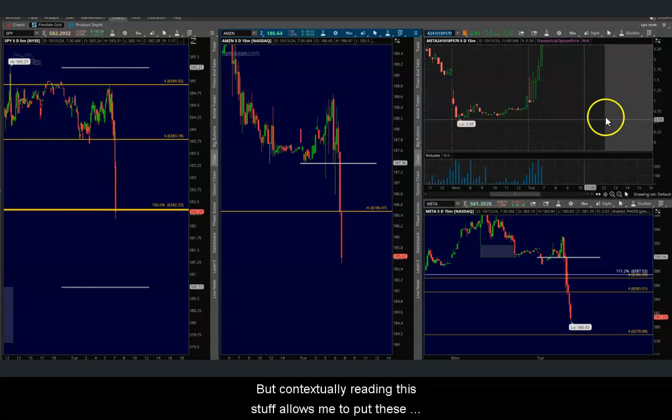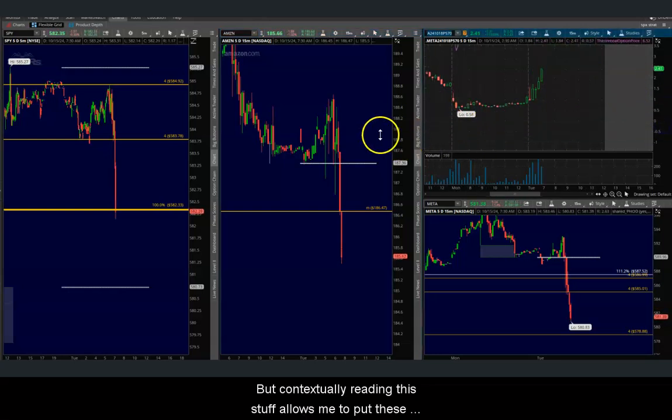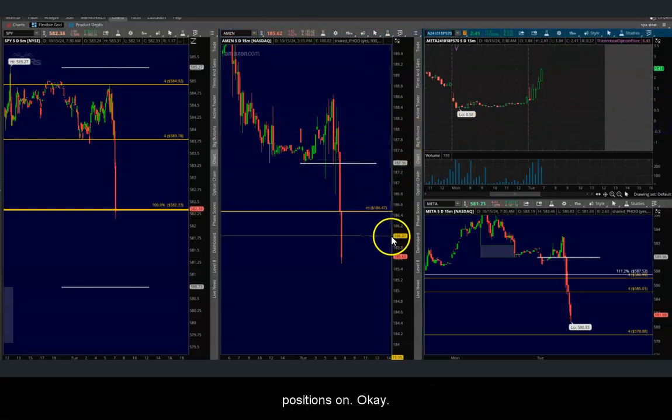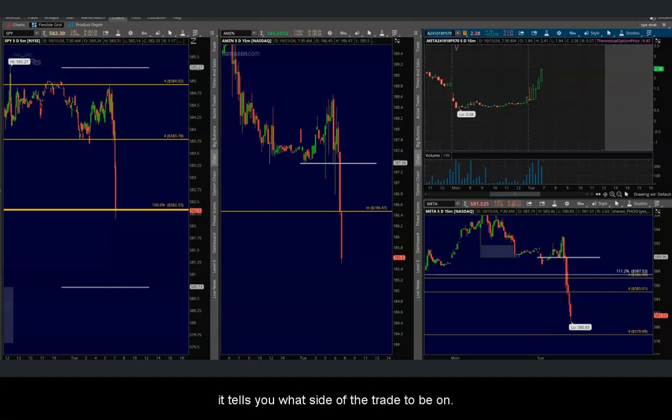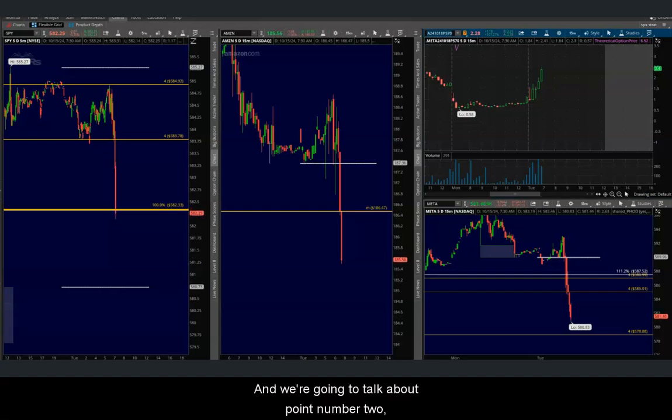Okay. But contextually reading this stuff allows me to put these positions on. Okay, and that's really, really important because again, if you can read market sentiment and the momentum, it tells you what side of the trade to be on. And we're going to talk about point number two, how it can help you to size a position.